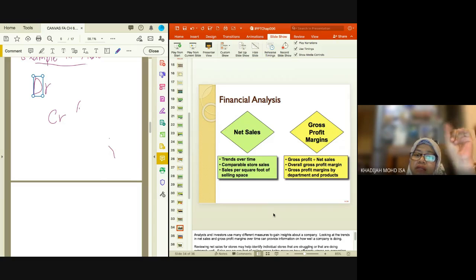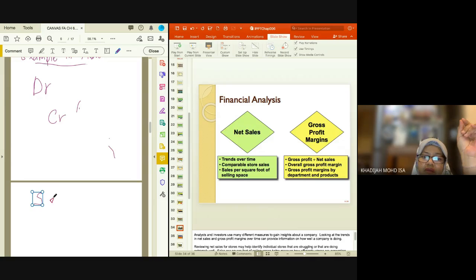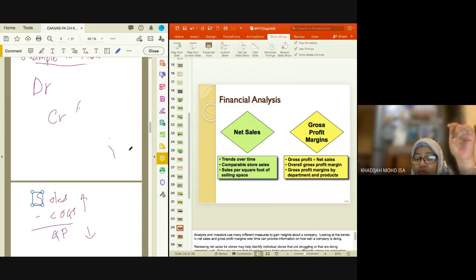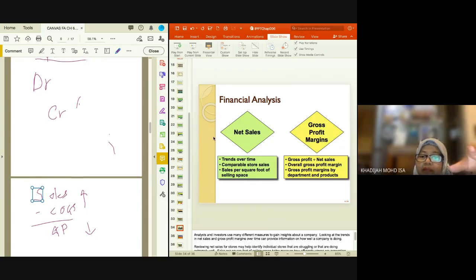Your sales minus COGS is your gross profit. Okay, remember that. So what happens if you have a very high COGS? Then your gross profit will reduce. When we say we want to minimize cost and maximize profit, if your COGS is too high, then that is something you have to look into further. Okay, so we are done with your chapter 6.